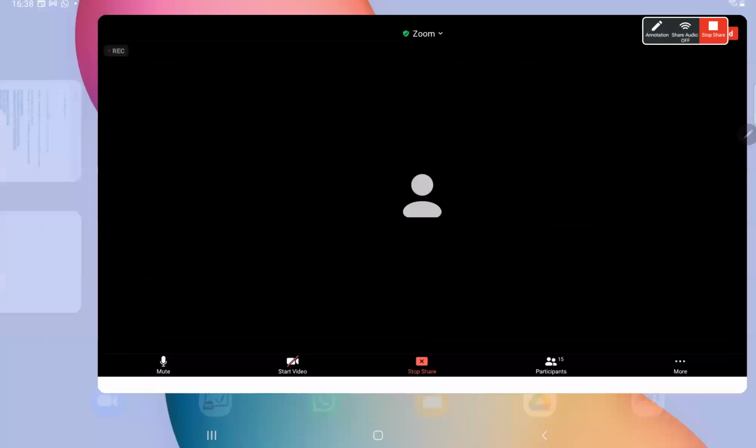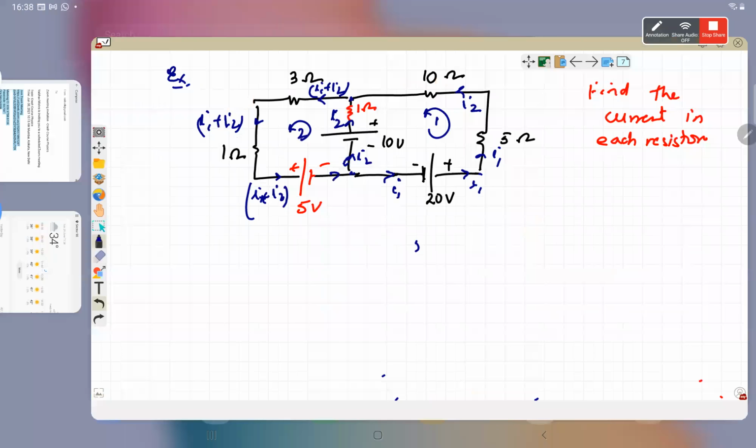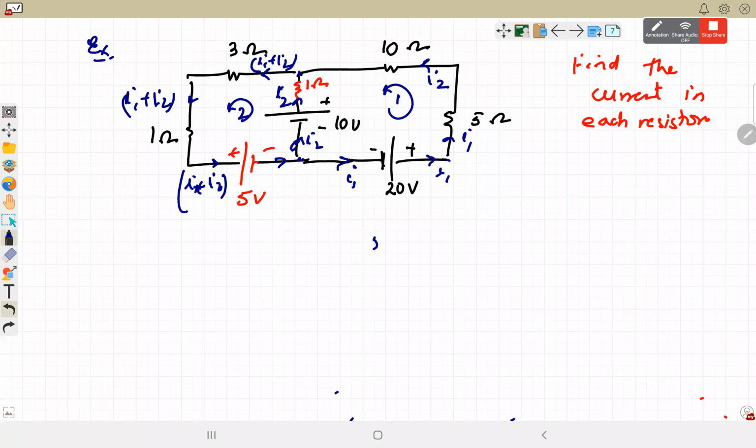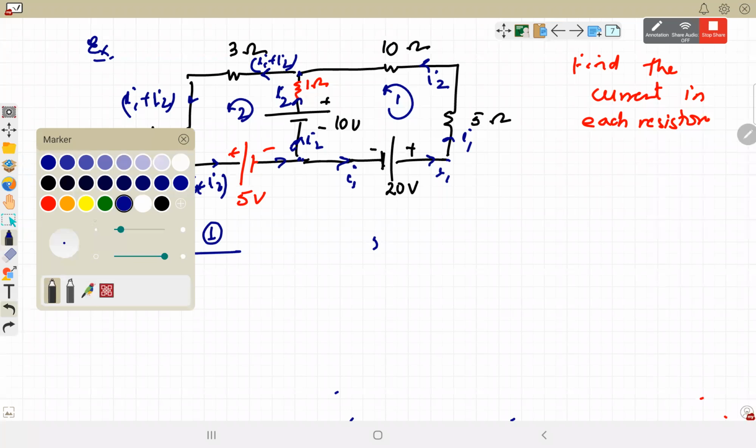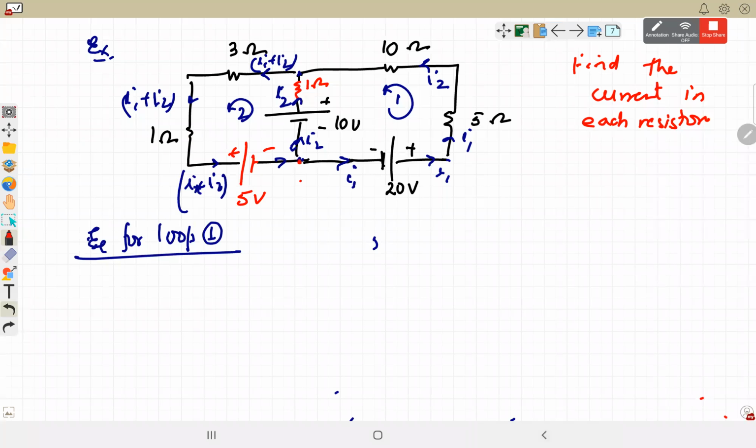Yes. What is the answer? What is center पे जो लिखा हुआ है वो 1 ओम रेजिस्टेंस है. राइट. So if you write the equation for loop 1, what is the equation for loop 1? Equation for loop 1 is starting from A.